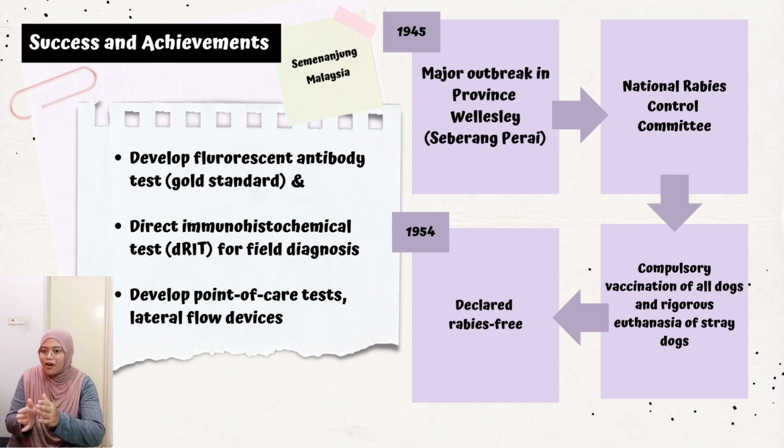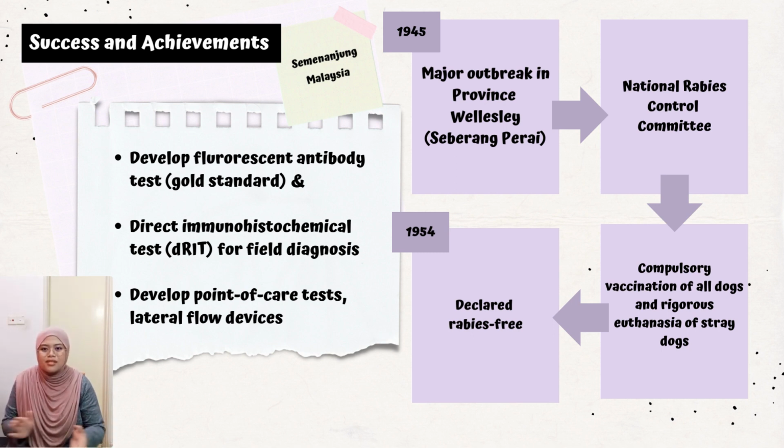In 1954, compulsory vaccination of all dogs and rigorous euthanasia of stray dogs was decreed. It was effective in reducing the number of rabid dogs and breaking the transmission cycle of rabies. By the 1960s, no human cases of rabies were reported.